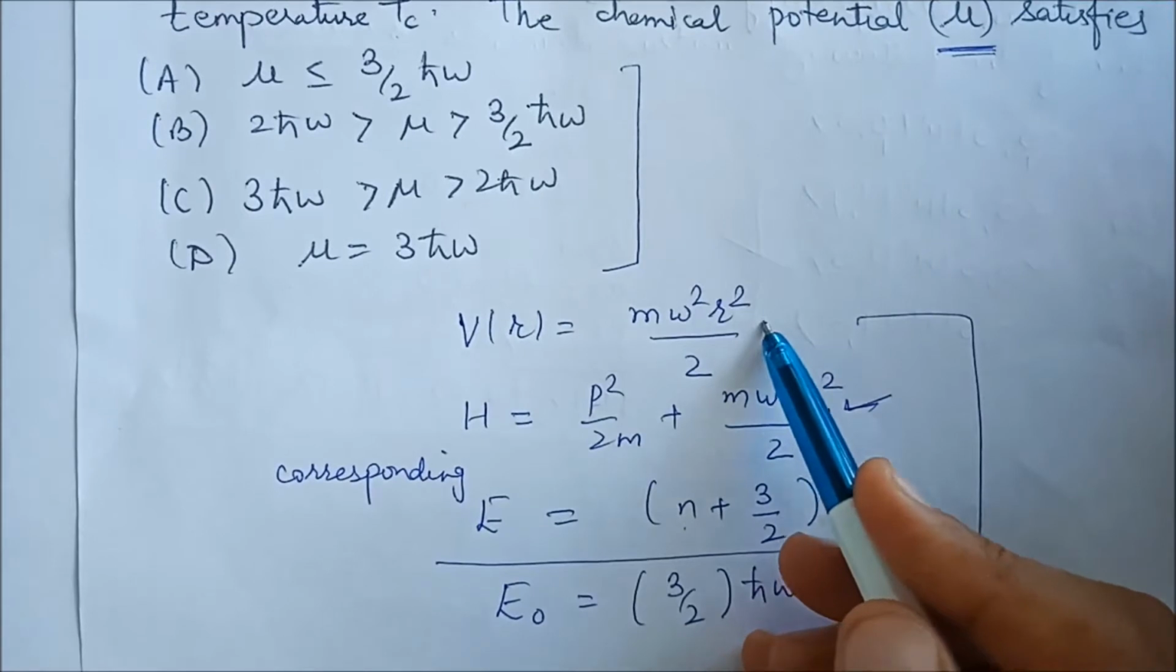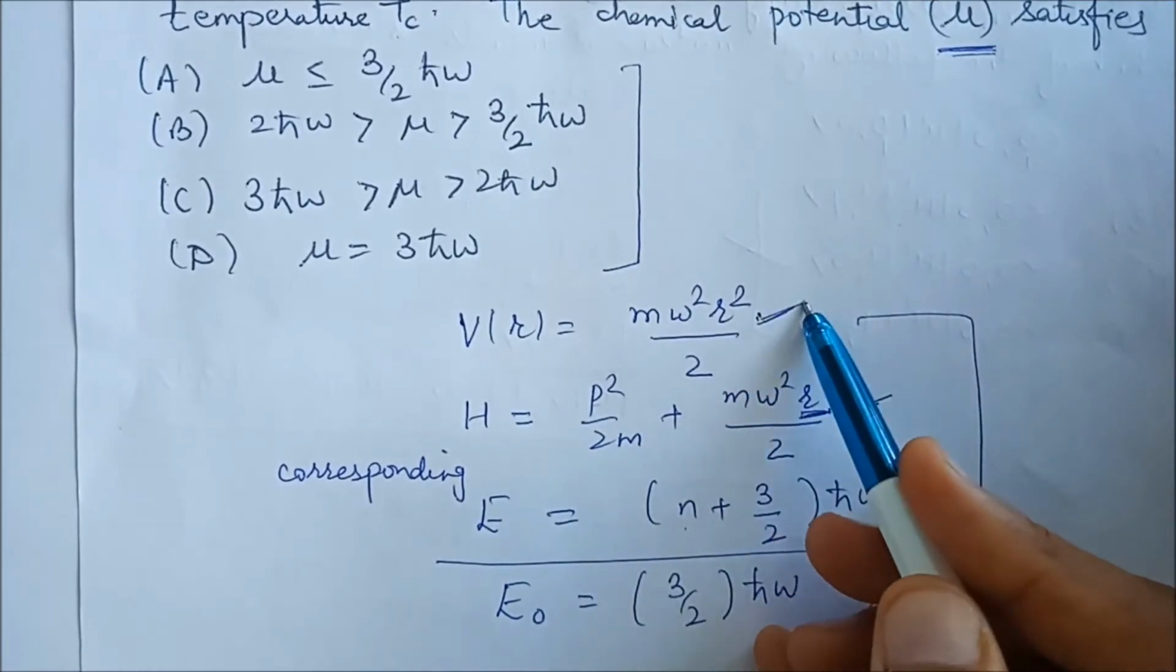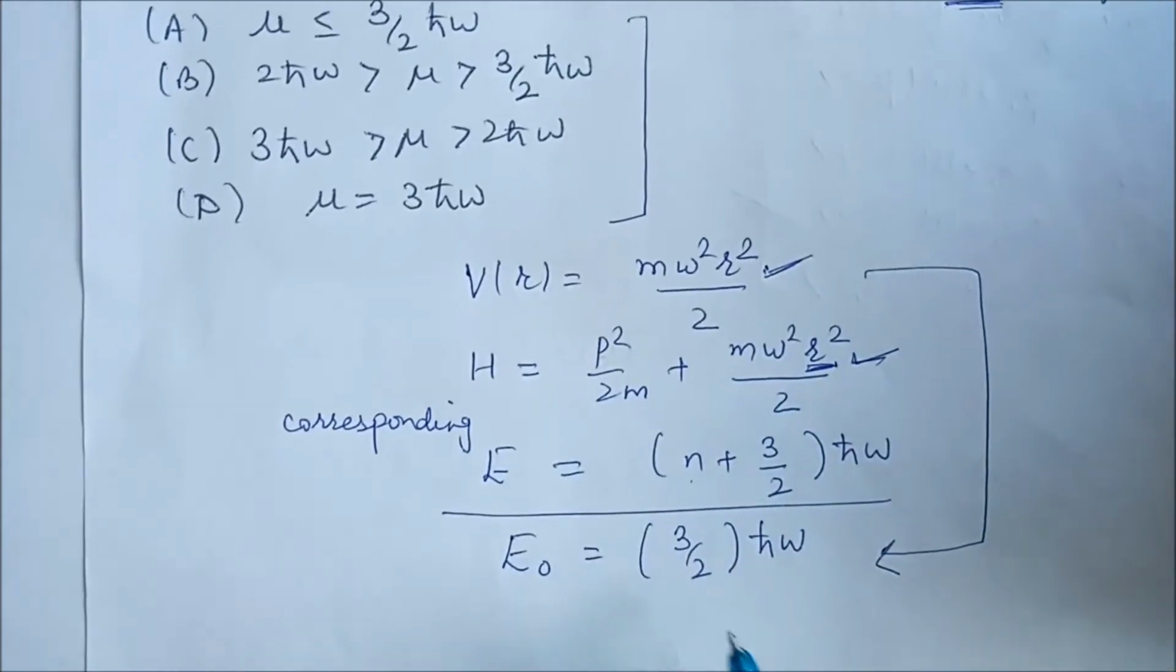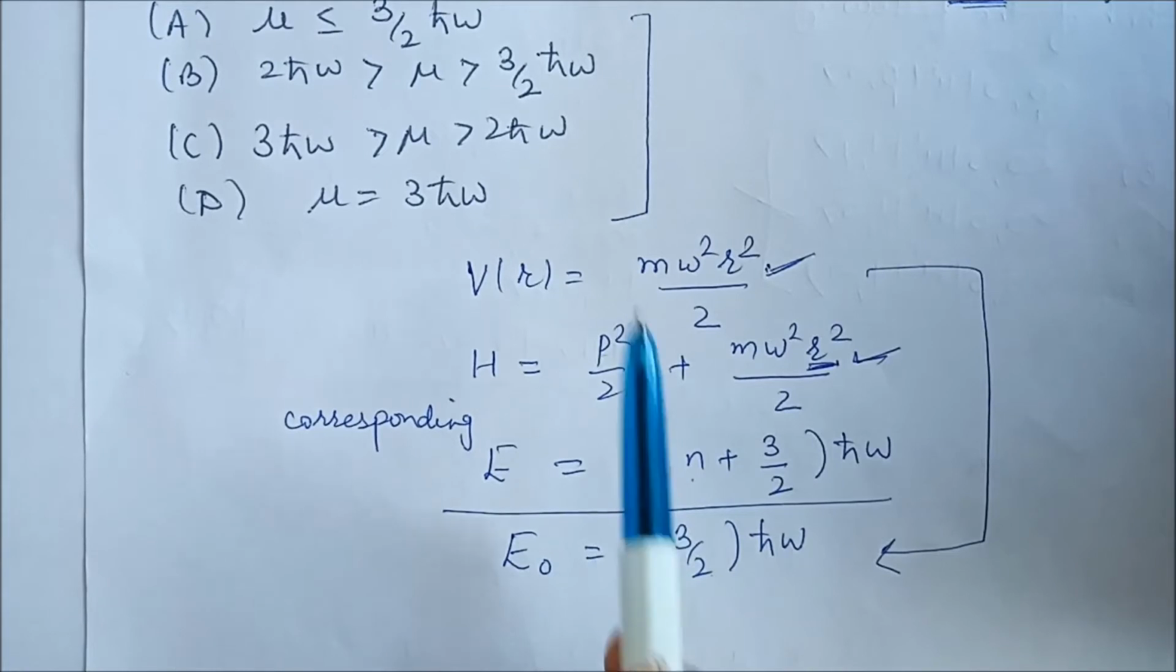ये जो potential है जैसे इसमें दिया है, ये potential की value different हो सकती है. Depending upon the value of the potential, you will have the value of energies. So in this case, this is a harmonic oscillator potential.